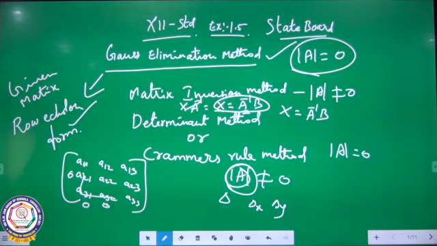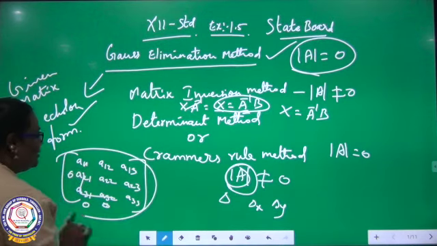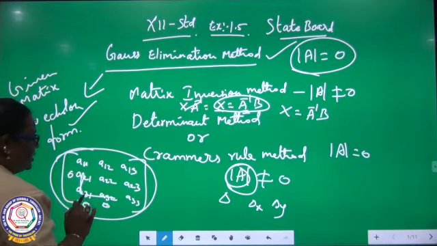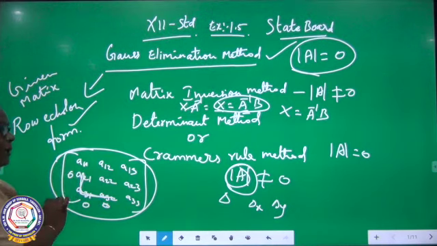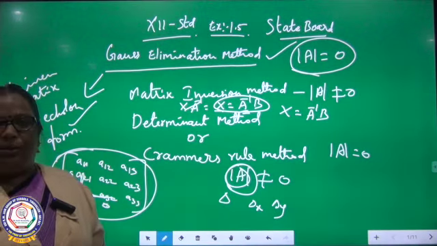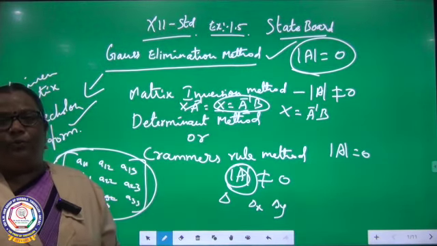What is row echelon form? This is the matrix form. Here, see, this is the upper triangular matrix. The entries below the diagonal should become 0. Then we can get the values.